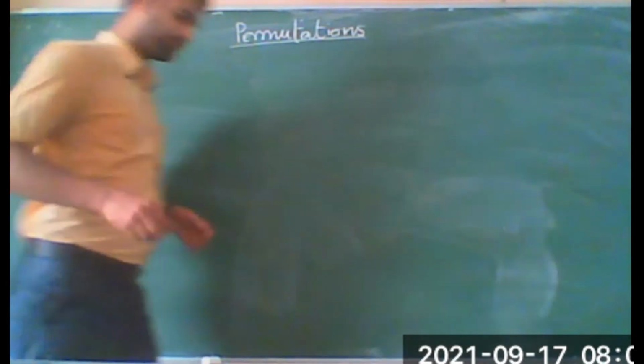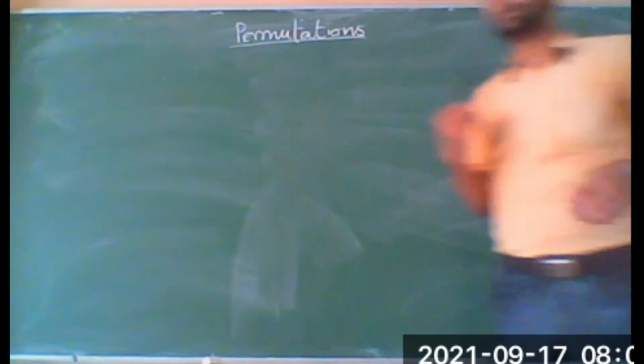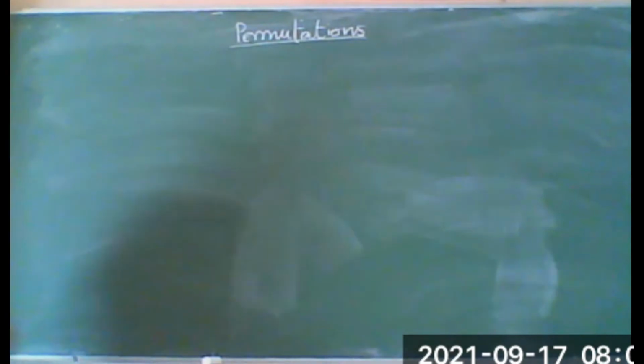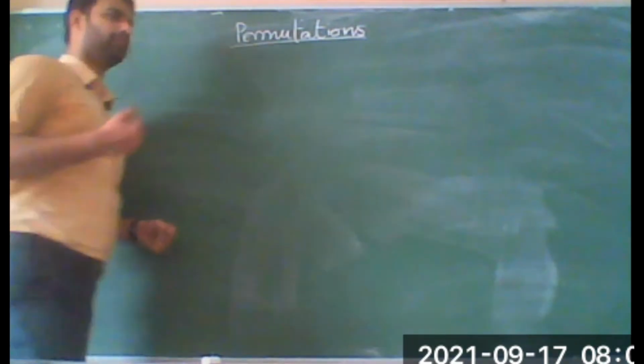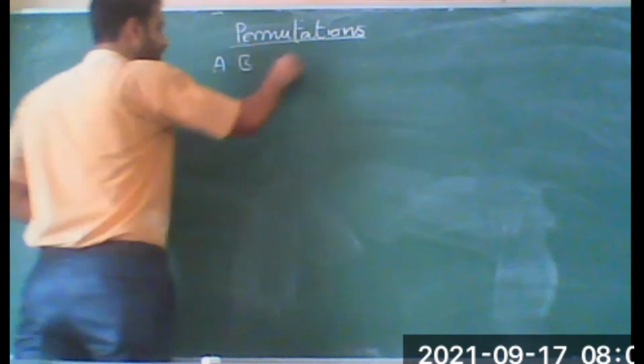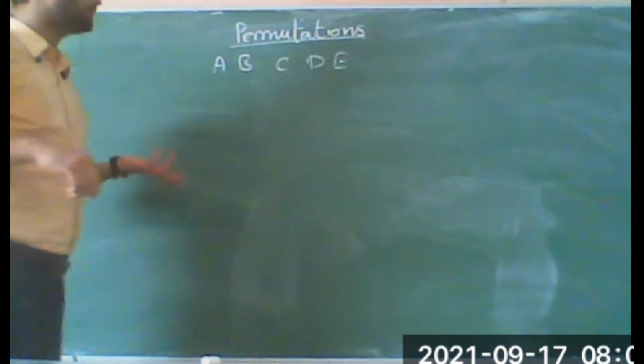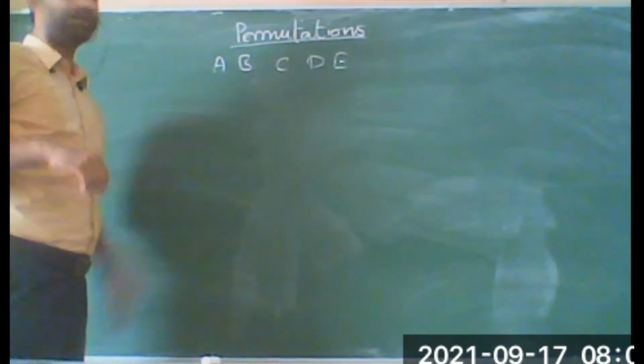So what is a permutation? Permutation of some number of objects. Permutation means the arrangement of things, objects you can say. Suppose we are taking these 5 objects, say A, B, C, D, and E. Then in how many ways can you arrange them in a different order?